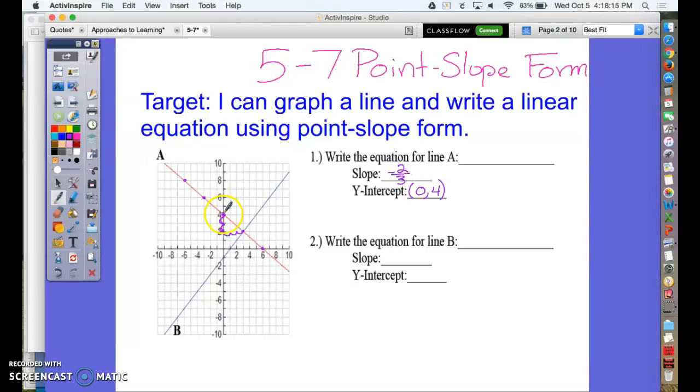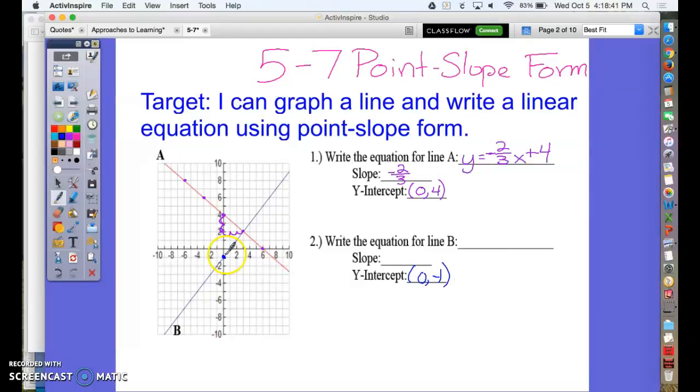If I go the other way, I could go up 2, but then I'd be going -3. So I still end up with -2/3. Then my equation for A would be y equals -2/3 x plus 4. Even looking at B, again, you can see the y-intercept very easily from where it crosses the y-axis. So my y-intercept is (0, -1).